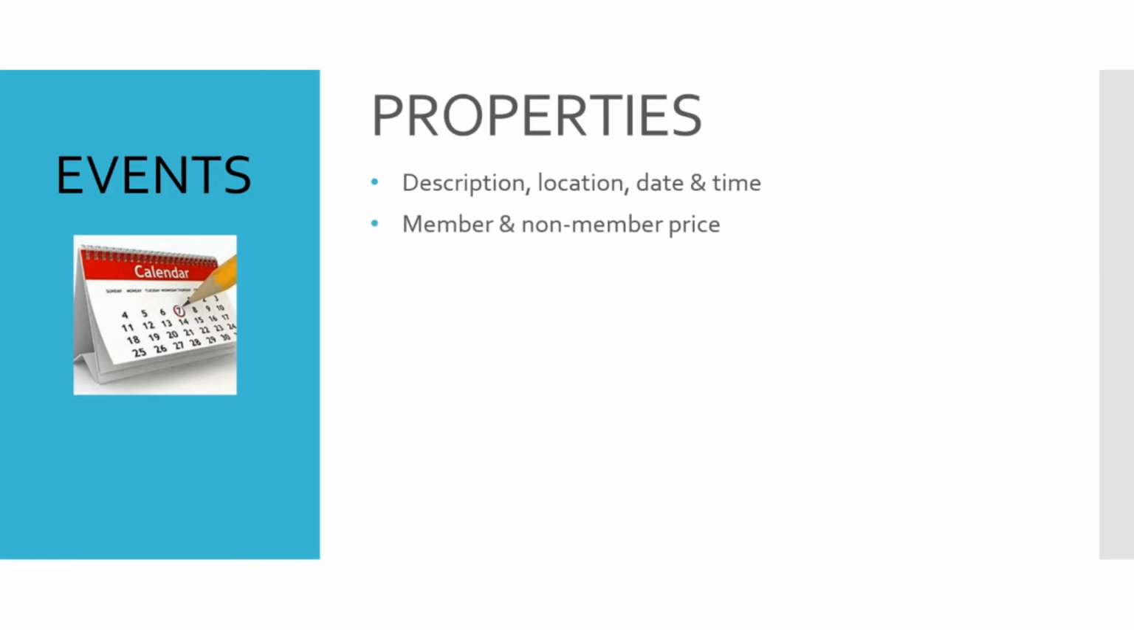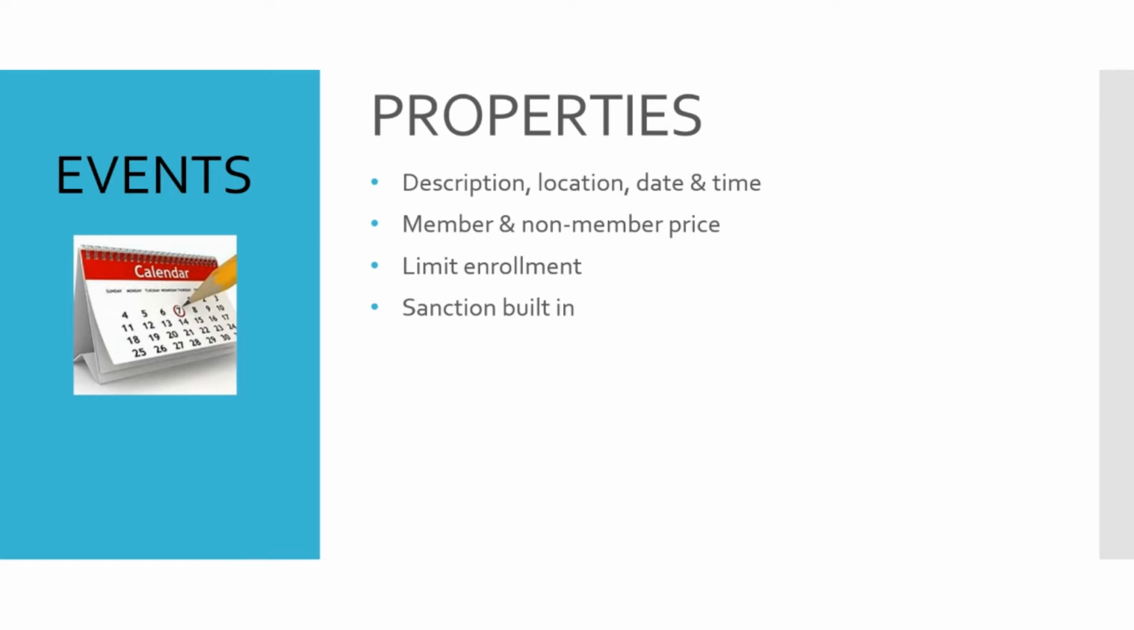The things that you'll see that an event has is just the general, what is it? Description, location, date, time. You can add pricing in the new events in SNOWLINE. You can have a member price, a non-member price. You can control how many people can sign up.